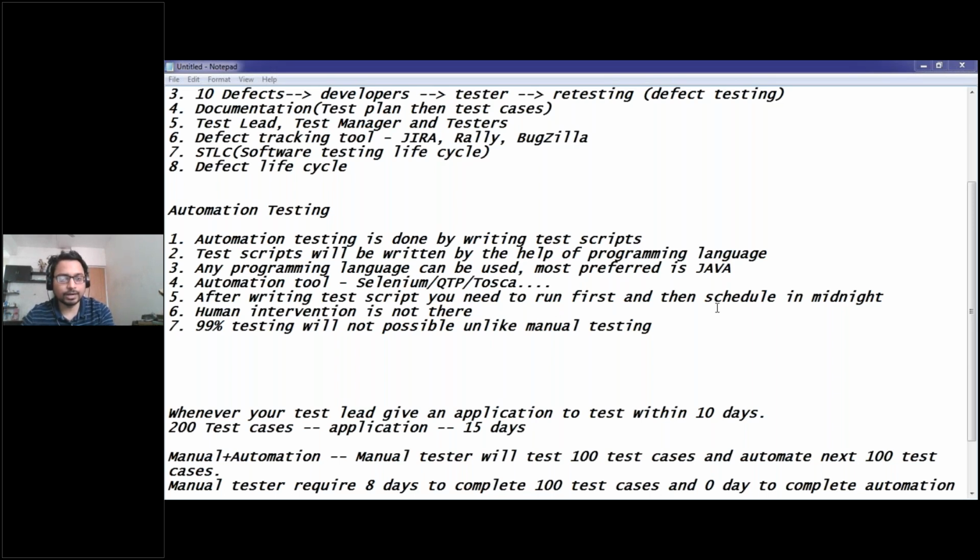Okay, so apart from this stability and dynamic thing, there are lots of criteria by which you will get to know which test case can be automated and which test case can be manually tested. So you will get to know more when you get enrolled in the course. Are you getting my point? Okay, thank you.